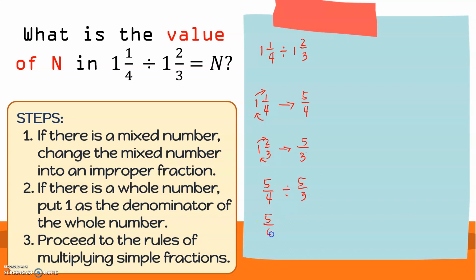Again, we'll multiply our dividend by the reciprocal of the divisor, which in this case is 3/5. 5 times 3 is 15, and 4 times 5 is 20. 15/20 is not yet in its simplest form, so let's simplify it. 15 and 20 are both divisible by 5. 15 divided by 5 is 3, and 20 divided by 5 is 4. So our final answer will be 3/4.